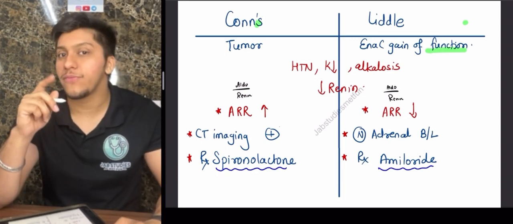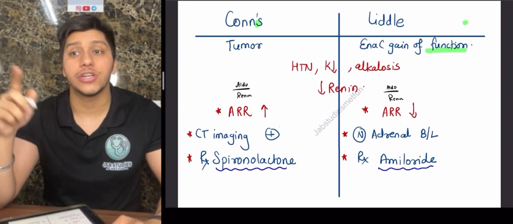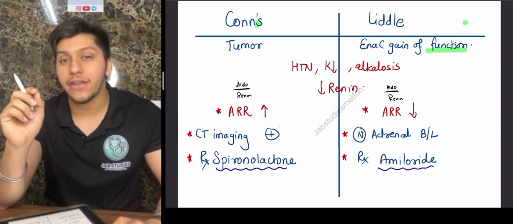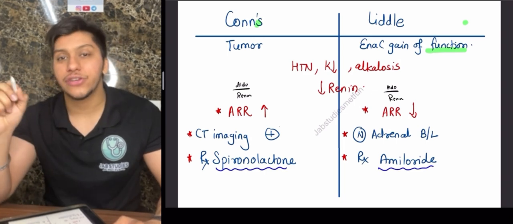Conn's is a tumor problem which is causing aldosterone excess. Liddle's is a gain of function of the ENaC channel. Symptoms are all the same. The difference is the ARR ratio. The ARR ratio in Conn's is elevated, whereas in Liddle syndrome, it is going to be low.